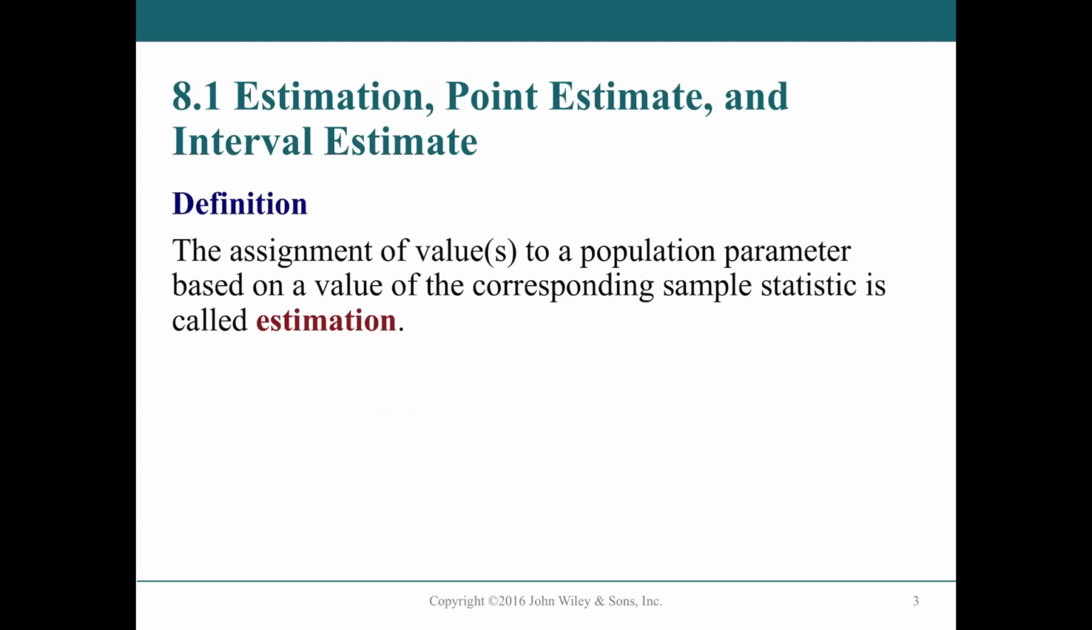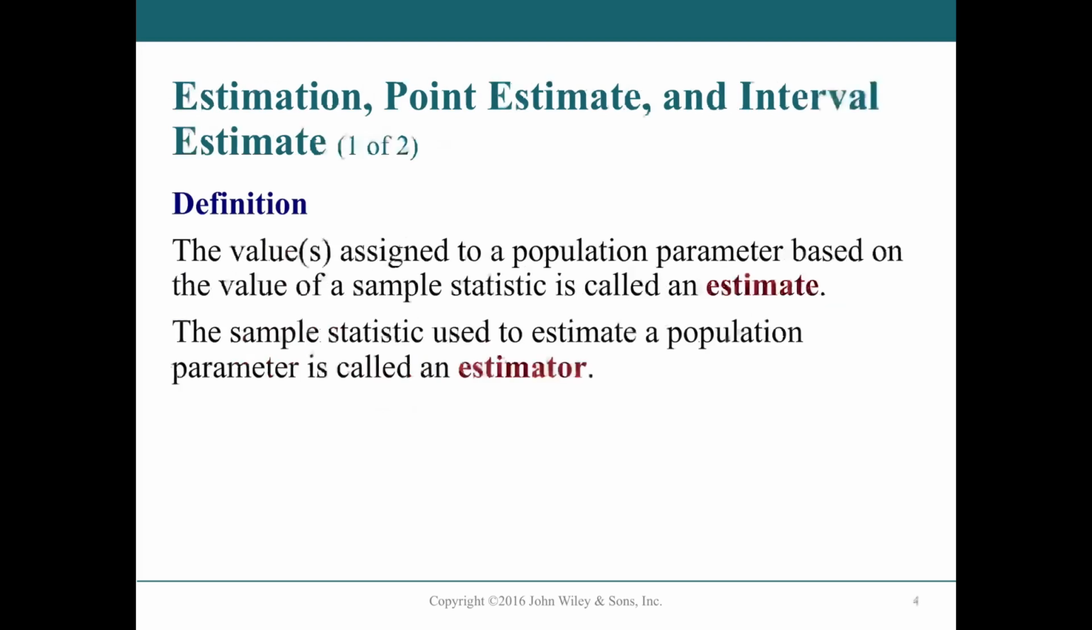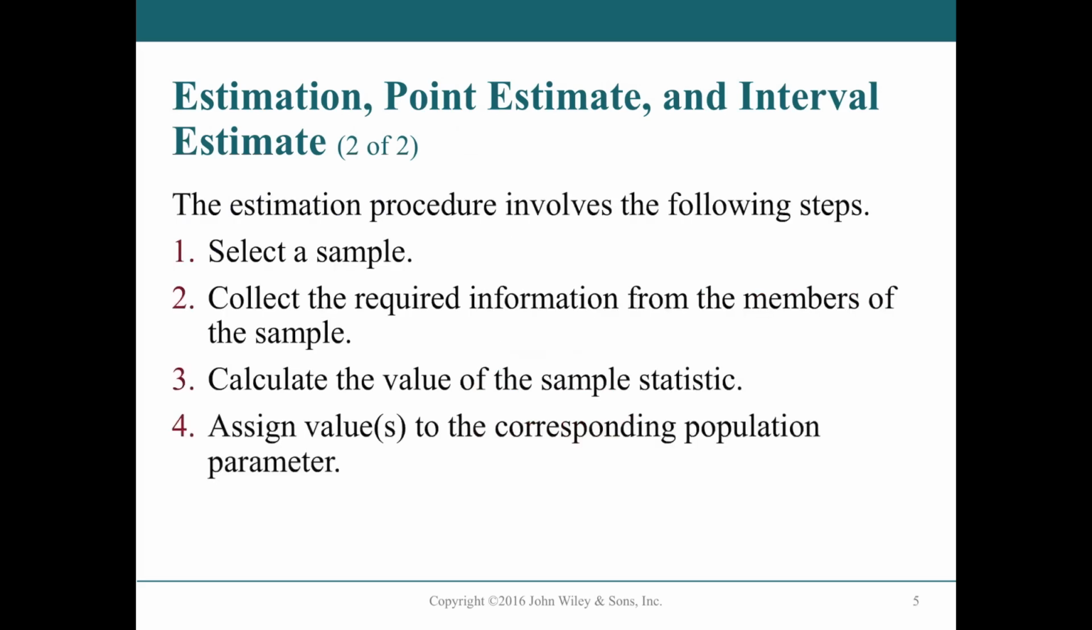So we have the assignment of values to a population parameter such as the mean based on a value of corresponding sample statistics, and it's called estimation. We get something from a sample, we try to apply it to the population. And the value assigned to the parameter such as the mean based on the value of a sample statistic, like sample mean, is called an estimate. Sometimes they're good, sometimes they're not as good. The sample statistic used to estimate a population parameter is called an estimator.